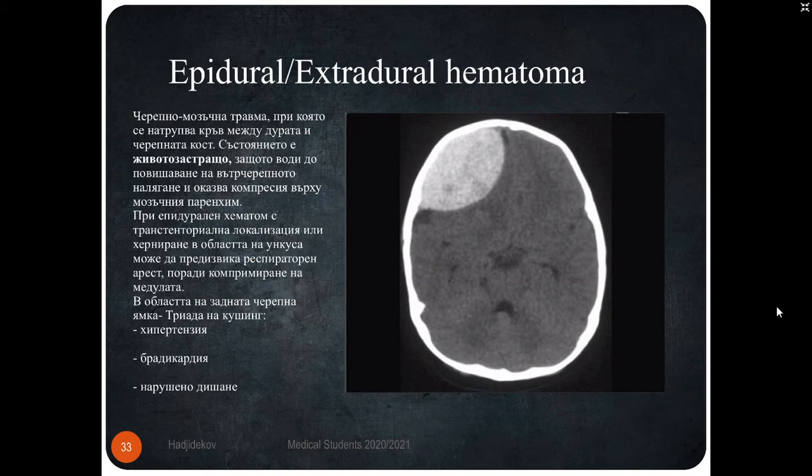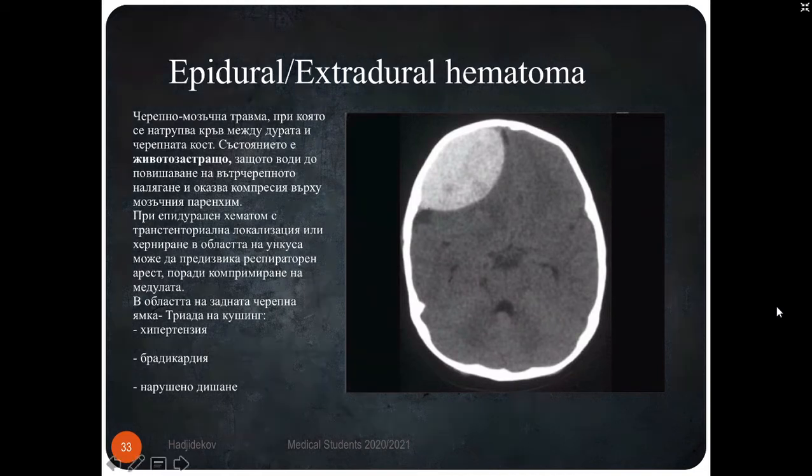We have a high elevation of the pressure, intracranial pressure, with compression of the surrounding parenchyma. And usually the location is transtentorial or with herniation at the level of the uncus. And we have the so-called triad of Cushing with hypertension, bradycardia, and difficulties of breathing.